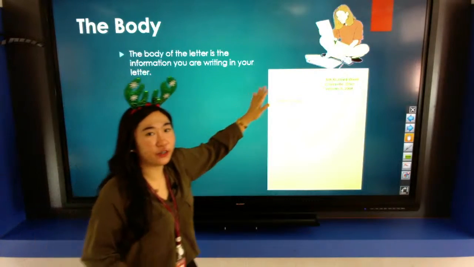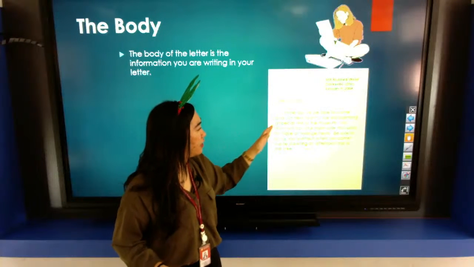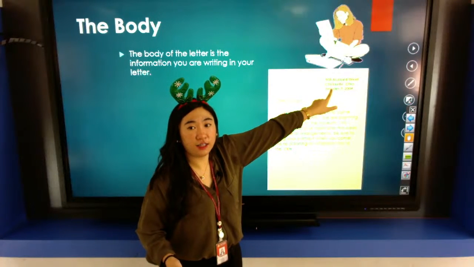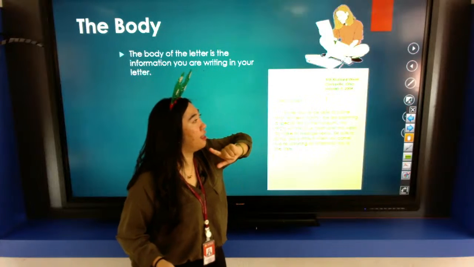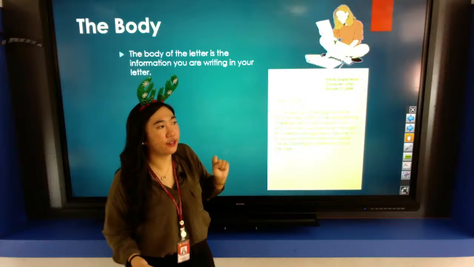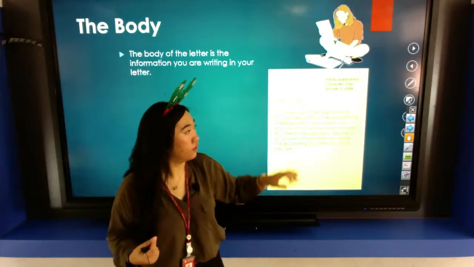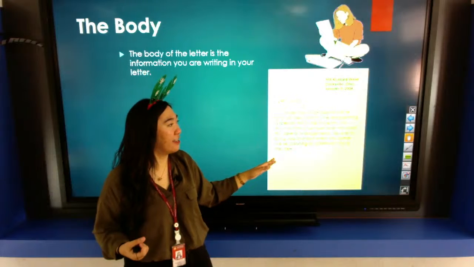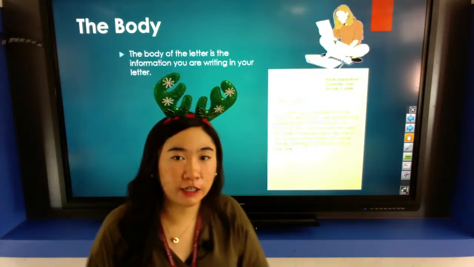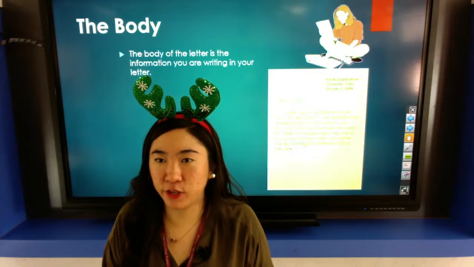Okay, example, this is your letter. This is the body. This one is the heading. Next, on the upper left side, is the greeting. And next is the body. So the body is the most important part of the letter. Understand? Do you have any questions?